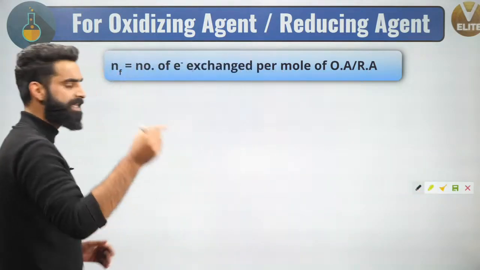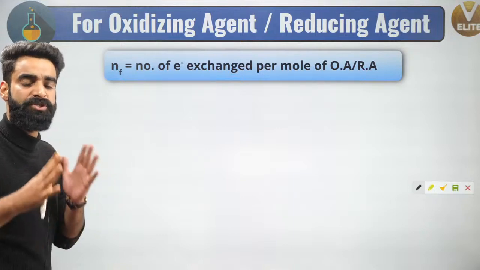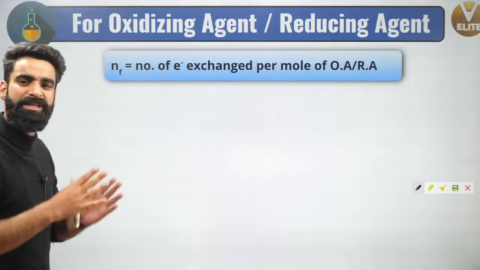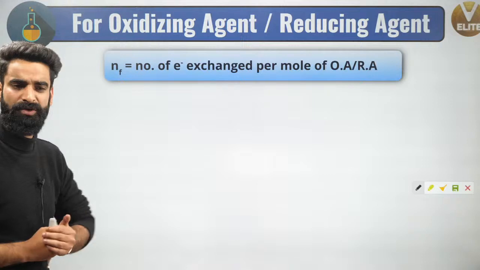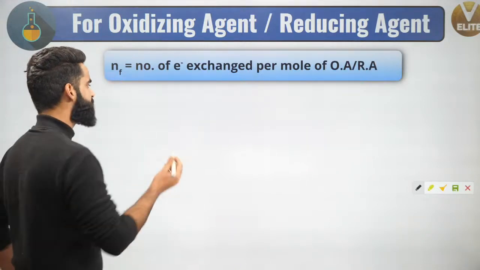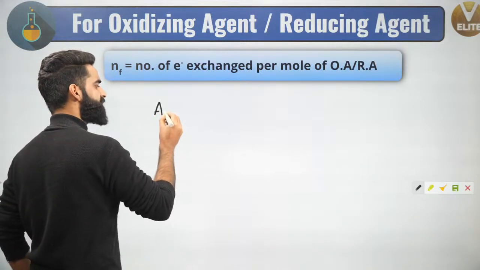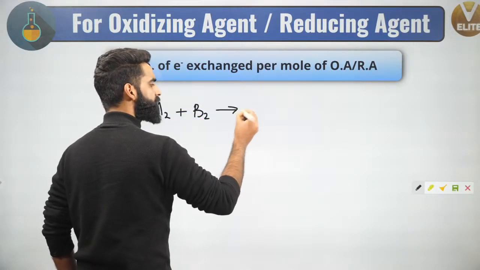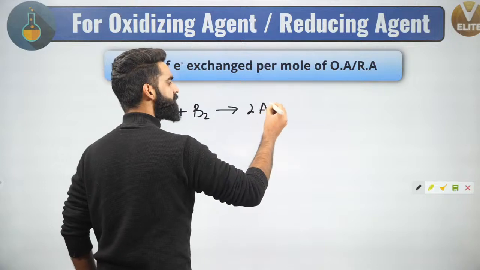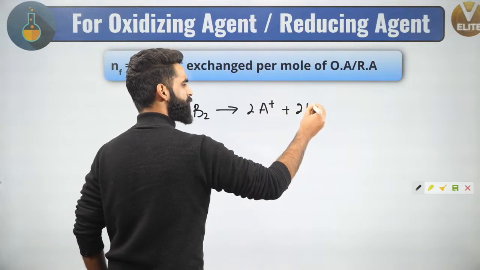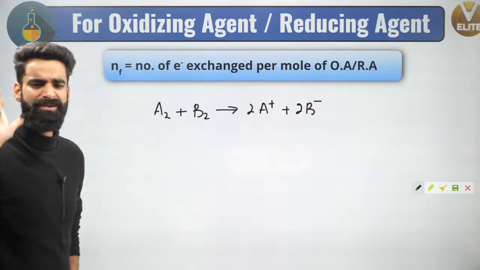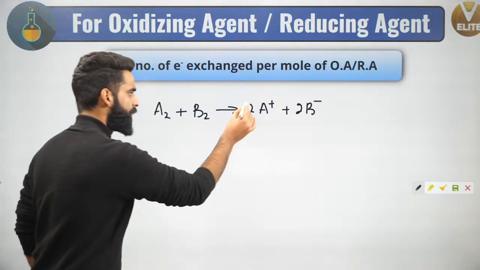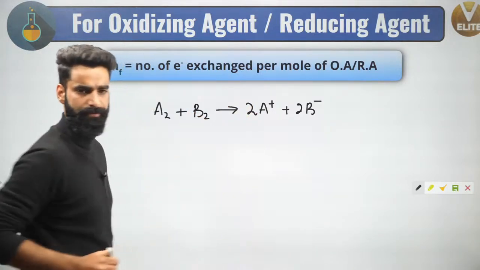Moving on, let me give you one more general reaction, so that you get to know this concept properly and can master it. Understand, let's say I've got a general reaction like this: A2 plus B2 gives, let's say, twice A positive plus twice B negative. One general reaction I took right here.